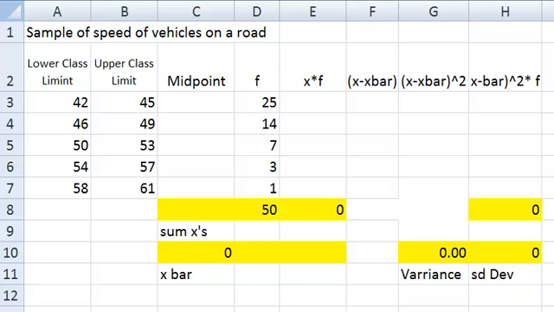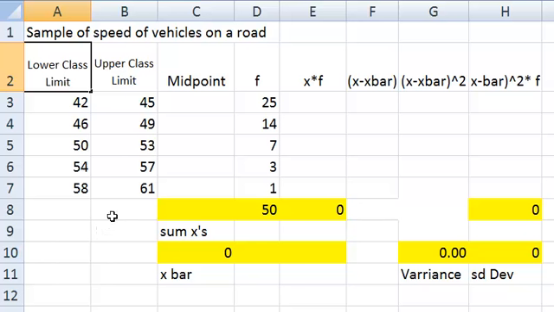Hi, welcome. In this video we're going to take a look at how to find the mean and standard deviation of group data. It's a little bit different than if you have just plain raw data. For example, in this example we're going to look at the lower and the upper limits of speeds of a sample of vehicles on a given road.